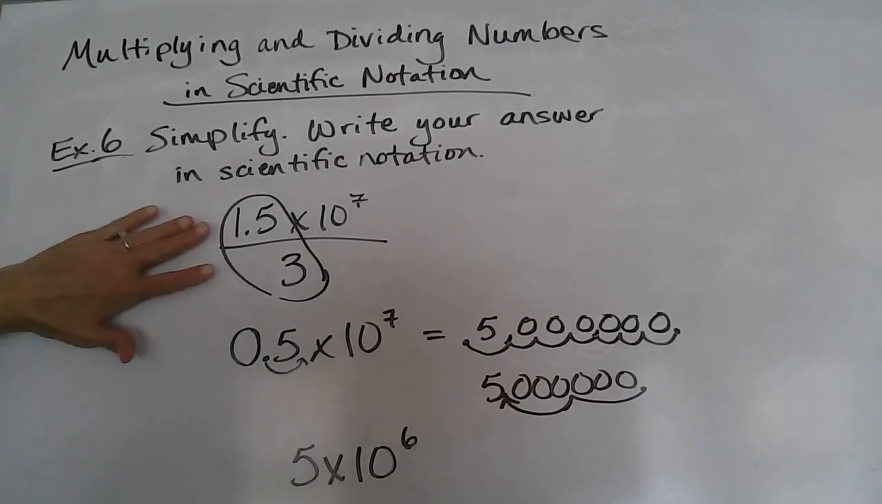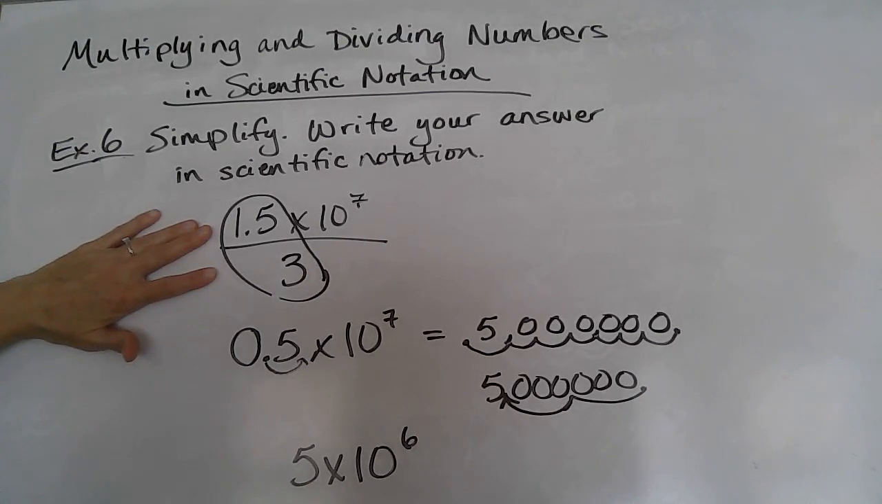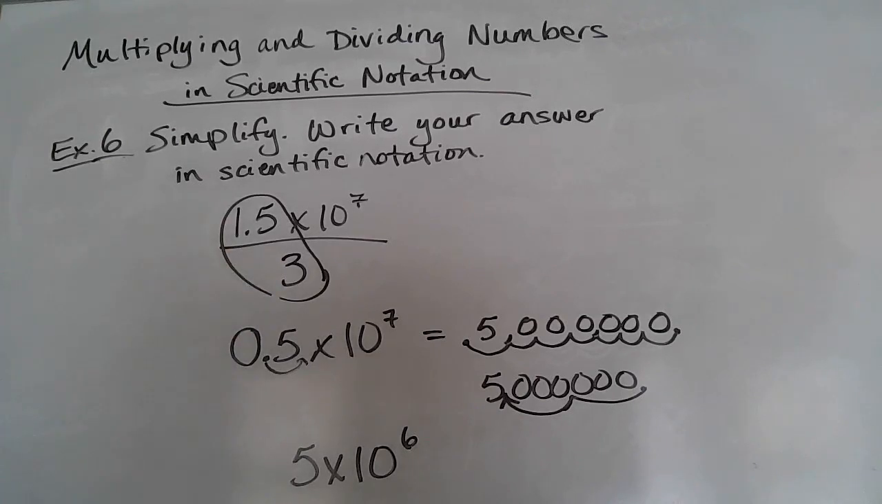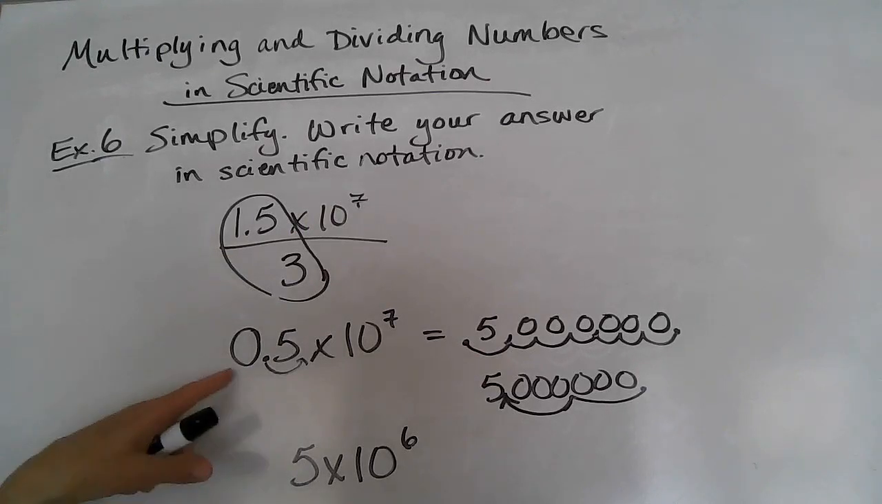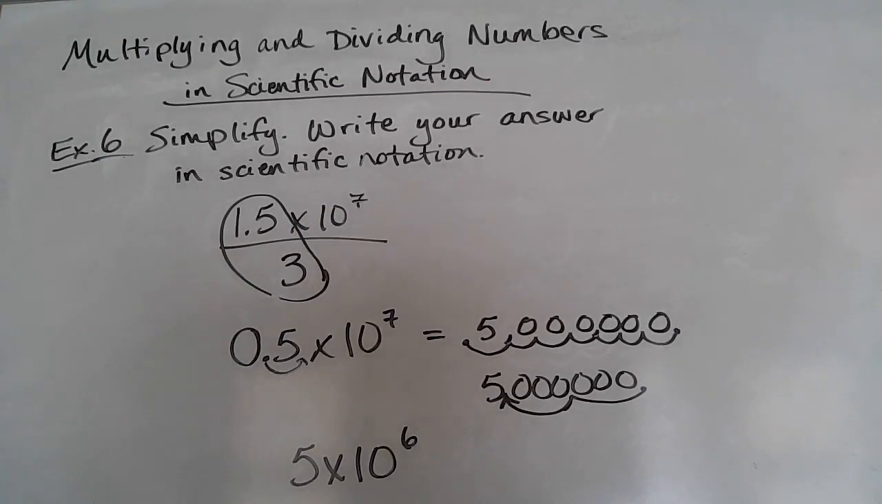So when dividing with powers of 10 or scientific notation, and you have a number that is not in scientific notation, match those up and let the power of 10 tag along. Make sure your result is in scientific notation, and you're done.